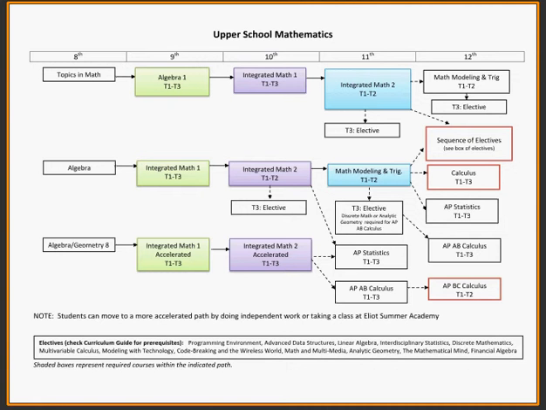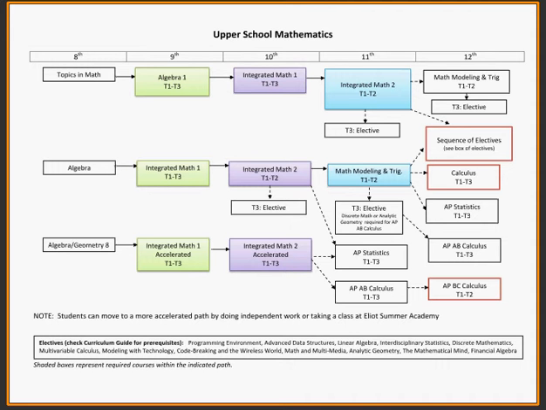Rising 12th graders' math options vary depending on their track. Current Integrated Math 2 students will register for either Math Modeling and Trigonometry T1, T2, and an elective T3, a series of electives T1 through T3, or Financial Algebra with an additional elective. Current Math Modeling and Trigonometry students will register for a series of electives T1 through T3, Calculus T1 through T3, AP Statistics T1 through T3, and/or AP/AB Calculus T1 through T3, depending on performance, interest, and prerequisites.